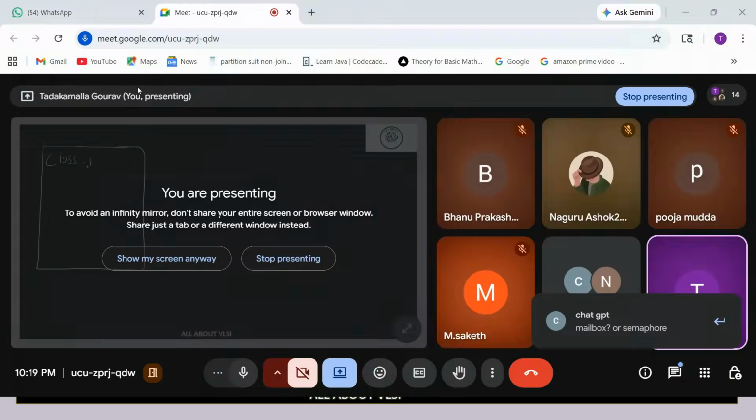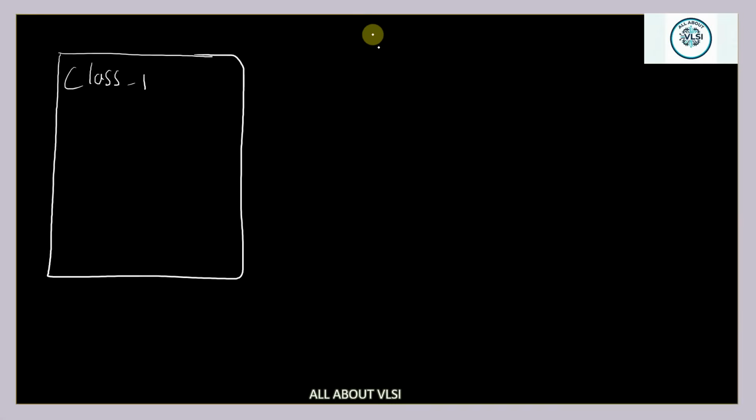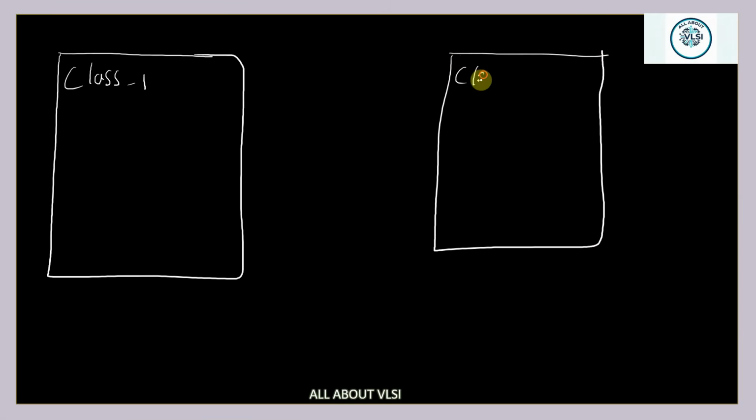Let's say I have a class, and this class name is class_1. This is my class one. And I have another class, which is class_2. Now, if I want to establish communication between class 1 and class 2, I'm going to use something known as a mailbox. Mailbox is used to establish communication between different components or different classes. So this is where we can think of using a mailbox.